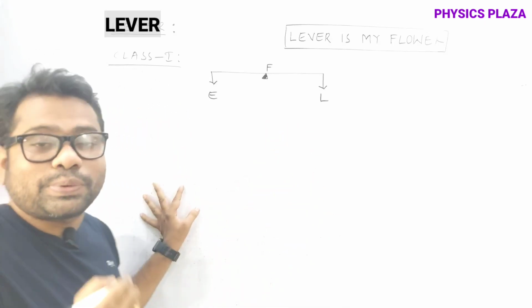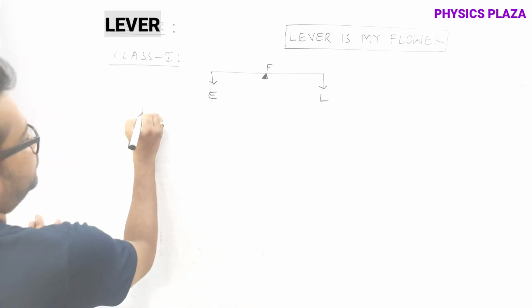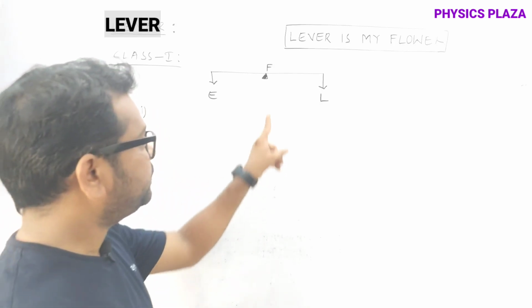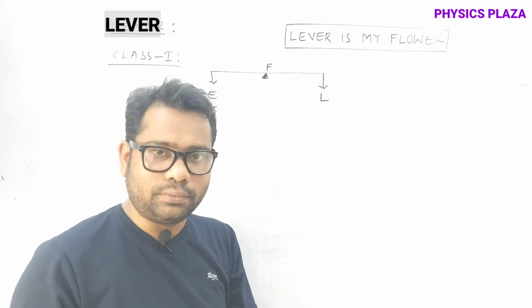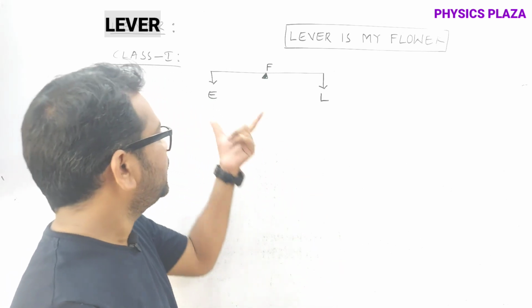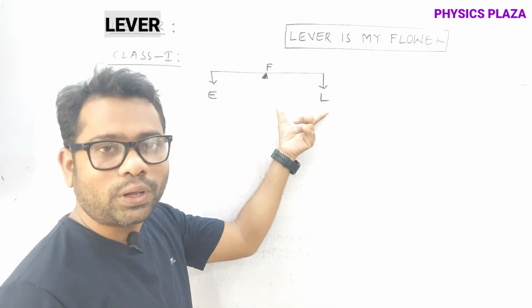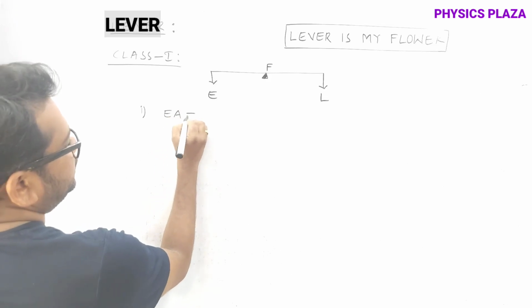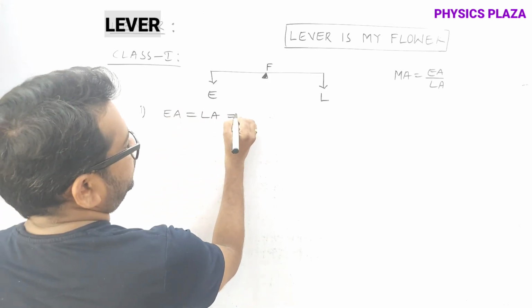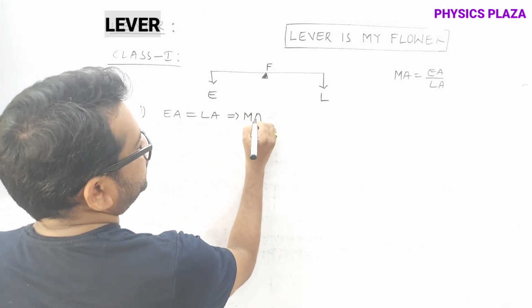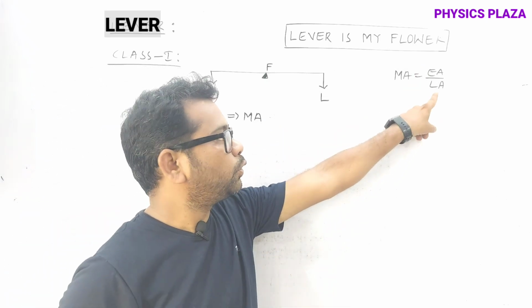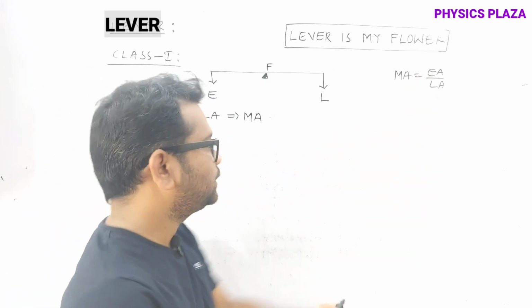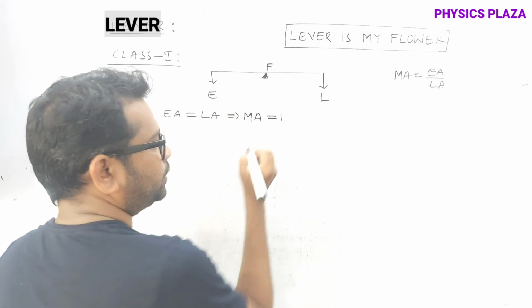Now here we have three special cases. Let us see, children. Here the first one: suppose the fulcrum is in exactly the middle, then what will happen? Effort arm will be equal to the load arm. Am I clear? Yes. So here the effort arm is equal to the load arm. Then the mechanical advantage is equal to how much, children? If effort arm is equal to load arm, both will get cancelled. Then mechanical advantage is equal to 1.